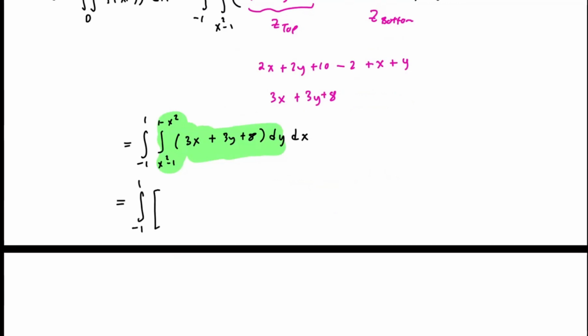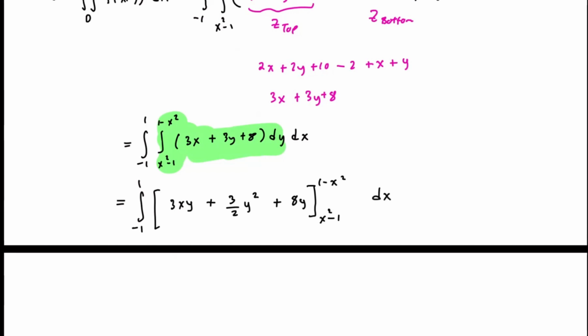Integrate 3x with respect to y, you'll have 3xy. Integrate 3y with respect to y using the power rule of integration. This is 3 over 2 y squared. Integrate 8 with respect to y, that's 8y. And then we're going to evaluate all of these from x squared minus 1 to 1 minus x squared. And then at the end, we integrate with respect to x.